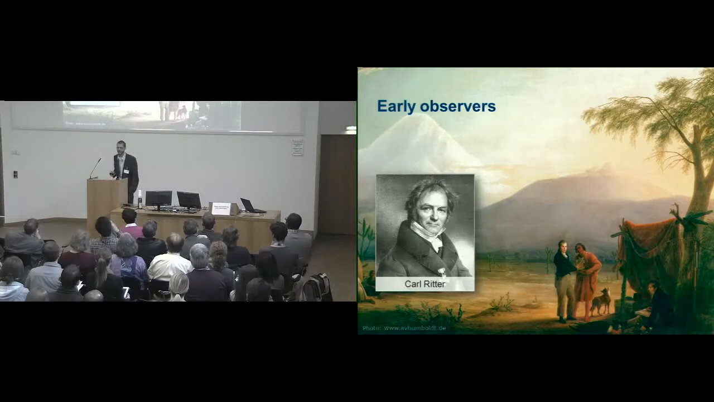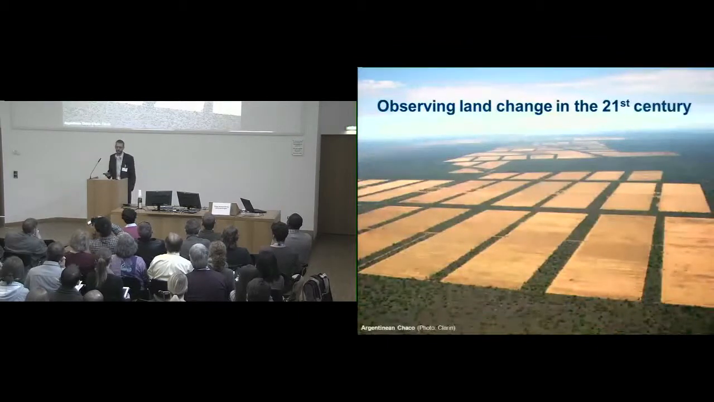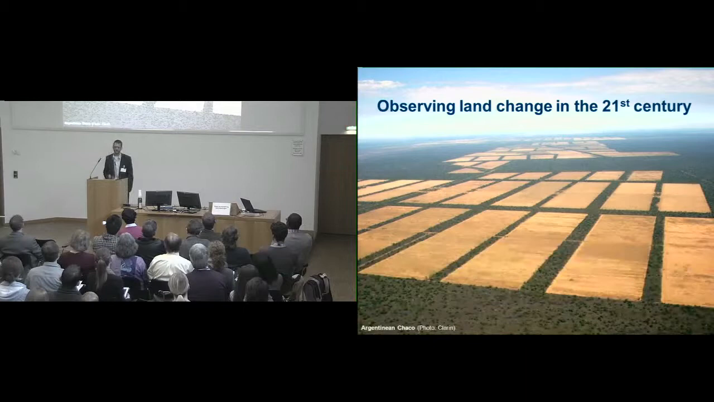Now, since the days of Alexander von Humboldt and Karl Ritter, we have certainly come a long way. We can now basically take our mobile phones almost anywhere on this planet and zoom into almost any place on the planet and observe landscapes there. And we can do that for even the most remote places, such as the place that I'm showing here. That's the north of Argentina. Someone has just mentioned the north of Argentina. That is the Chaco region, a region where I've started to work recently.